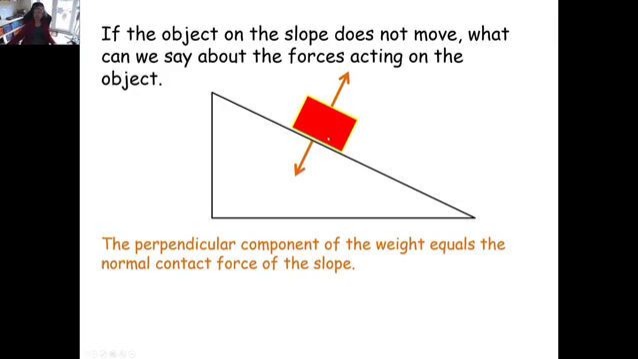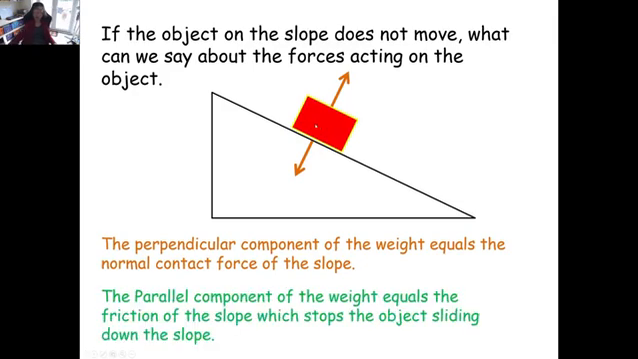At the same time, the parallel component of the weight is going to equal the friction of the slope, which is stopping the object from moving down the slope. So here we have our parallel component of the weight trying to pull the object down the slope, but if the friction of the slope is great enough, then that object is not going to move. So we would say that the frictional force holding it in place is equal to the parallel component of the weight. And it's really important that you appreciate that force diagram.